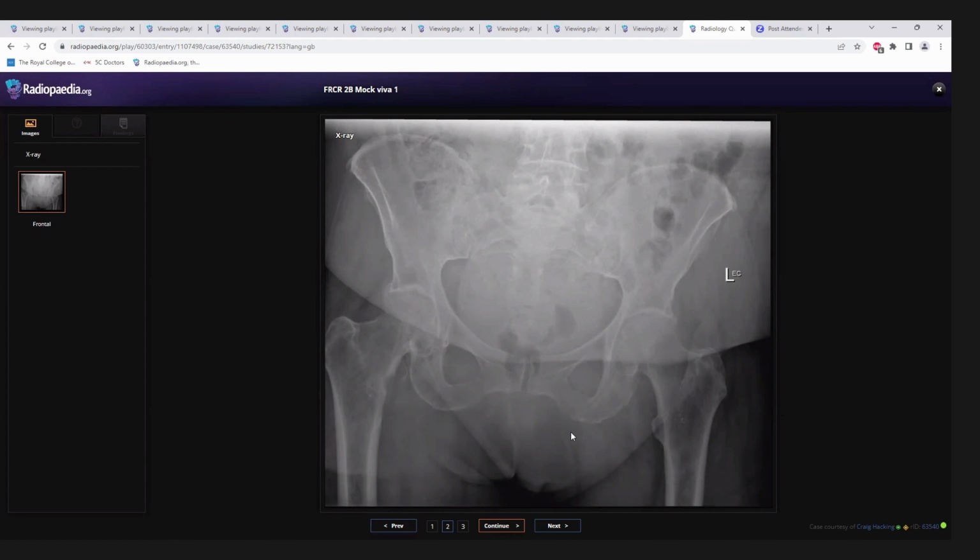So this is basically an abnormality which is located in the lesser trochanter. There is a lytic lesion which has got a wide zone of transition. There is cortical break in keeping with pathological fracture of the lesser trochanter.